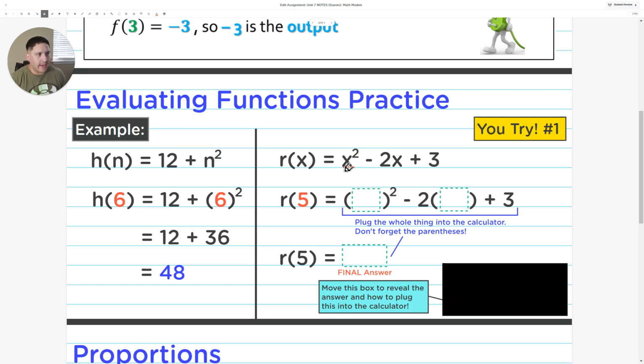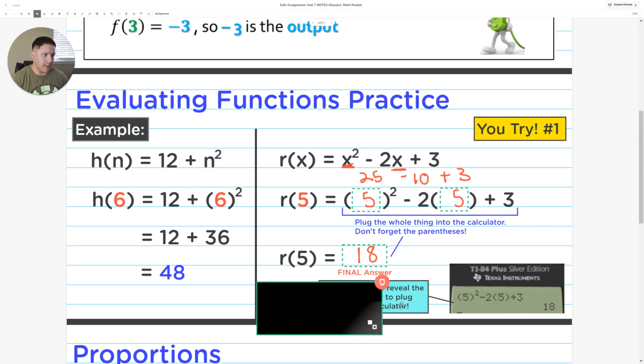So again, x gets replaced with 5. So this is 5 squared, which is 25, minus 2 times 5, which is 10, and then plus 3. And I believe the answer should be 18. And then there we go.